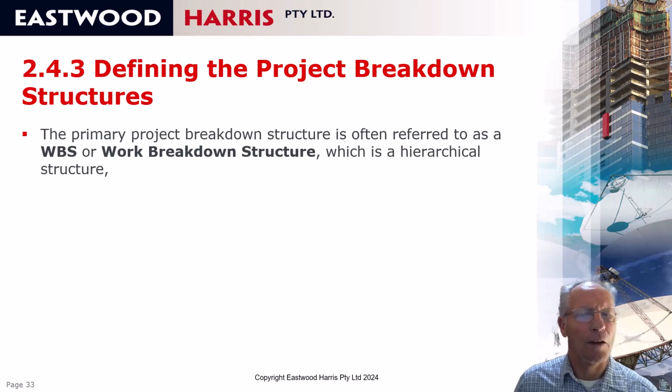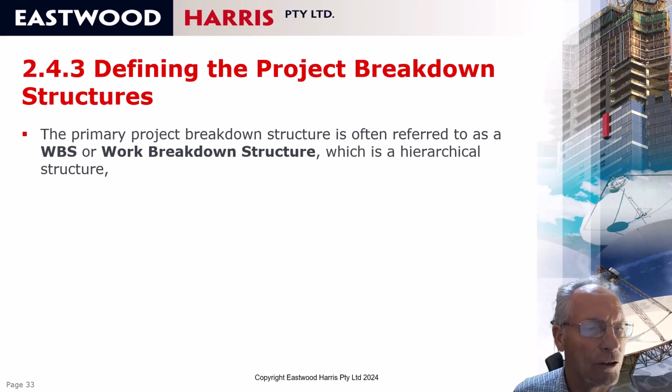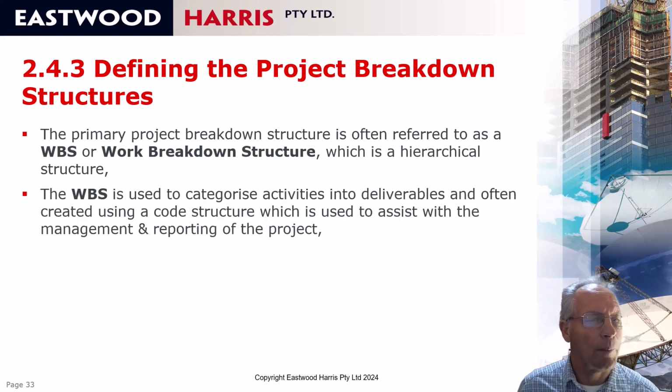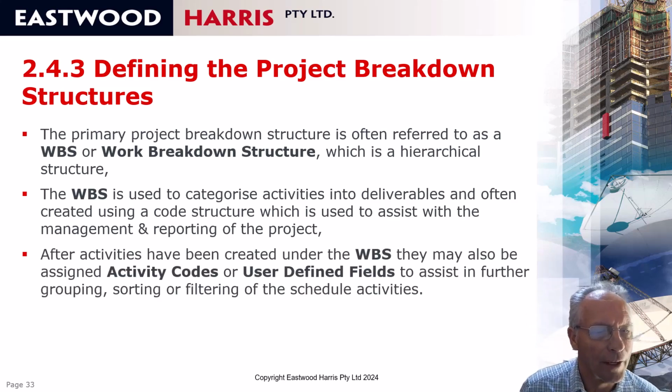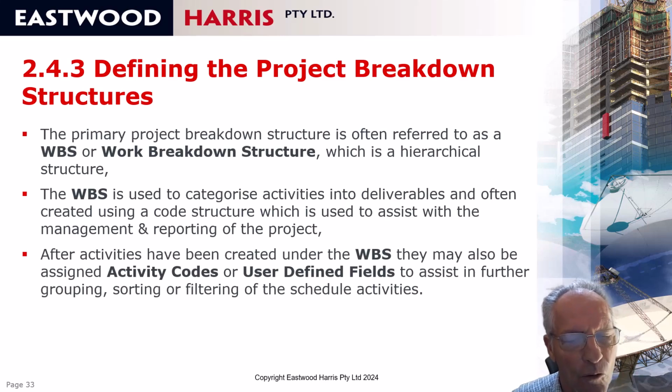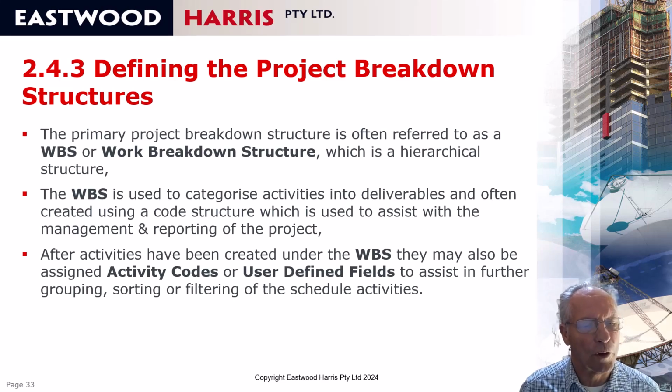The primary project breakdown structure in P6 is the WBS, or it's also called work breakdown structure, and this is a hierarchical structure, and generally the first thing I'll do is create the WBS. It's used to categorize activities into deliverables, and you can have a code structure if you want to, or just accept the defaults. And if you put in your own code structure, this may be used to assist in management reporting of the project. After the activities are created under the WBS, they may also be assigned activity codes and user-definable fields, which further assist in grouping, sorting and filtering of the project schedule. These may be created and added later, but you really do need to create the WBS before you start adding the activities.